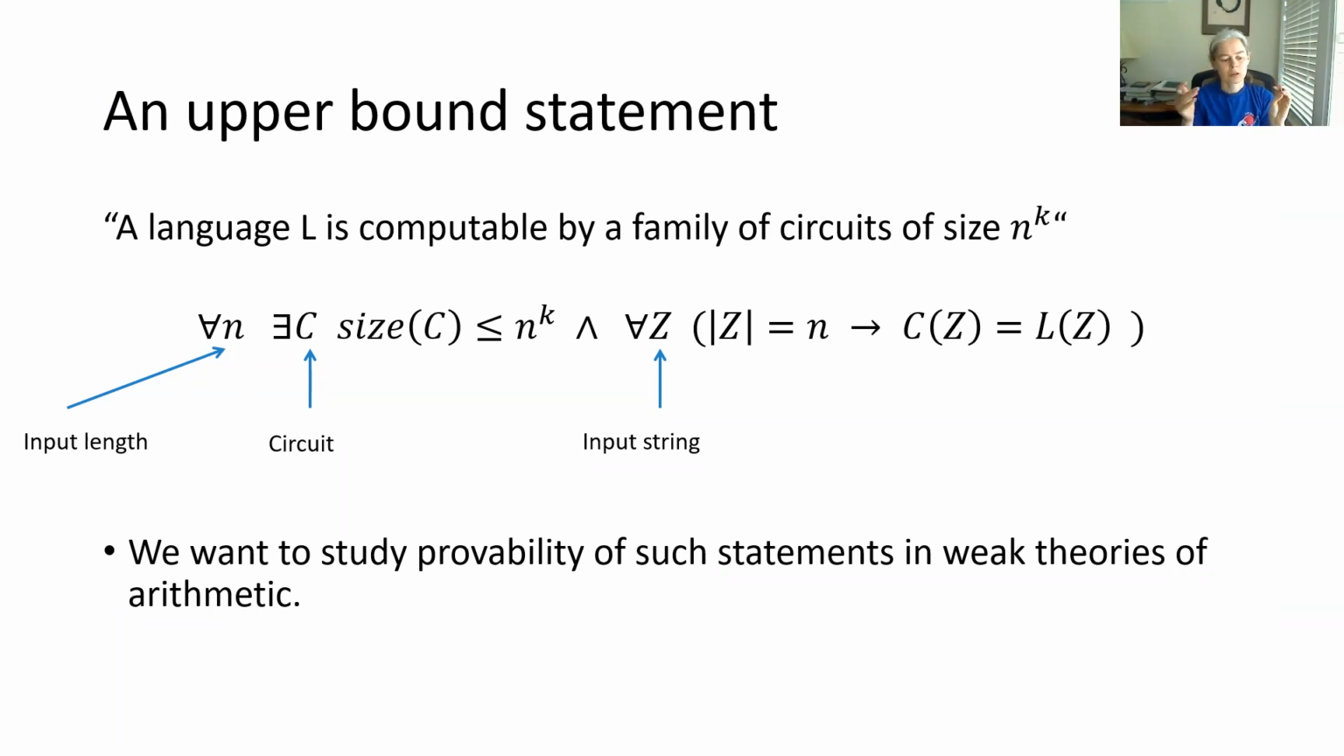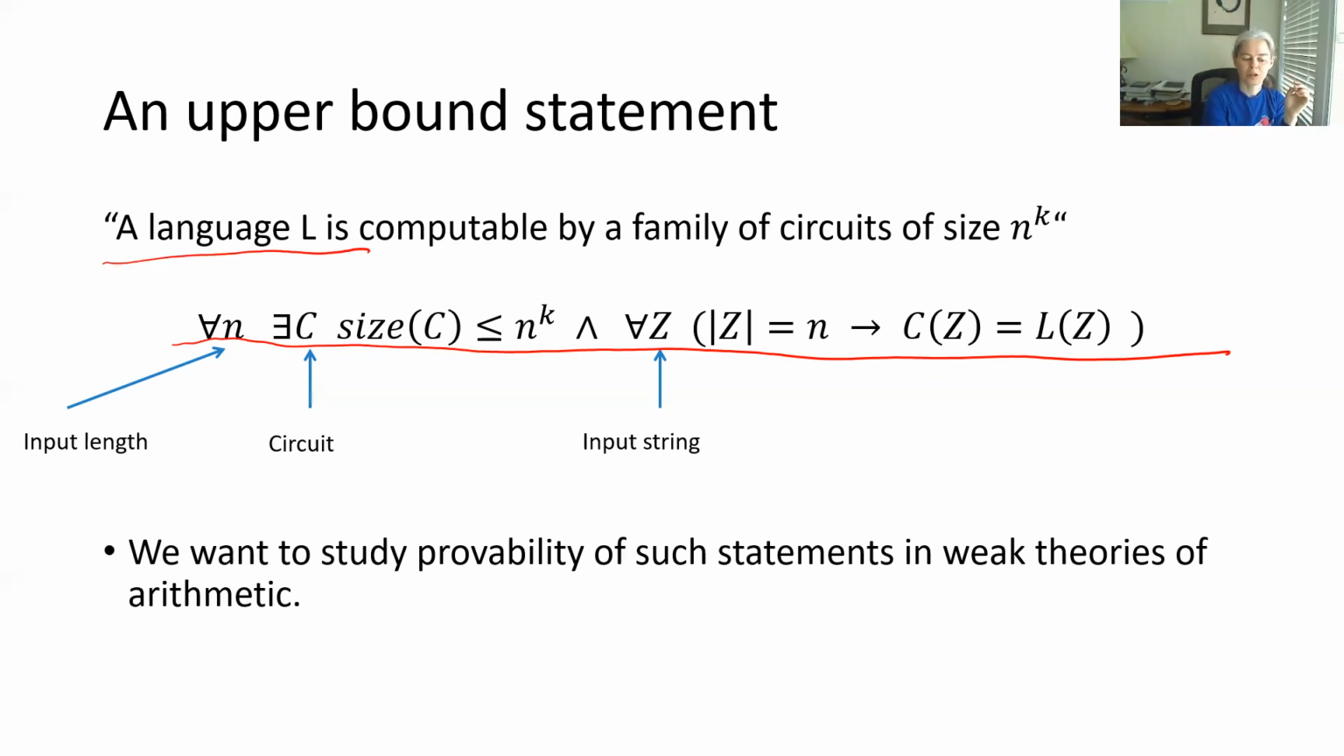We want to talk about a language L, for example, satisfiability, computable by a family of circuits of size n to the k, or some constant size n to the k. So here's a formula that encodes the statement: for every input length, there is a circuit, again, a magical circuit, no assumptions, that on every input of the correct length outputs exactly the value corresponding to the language.